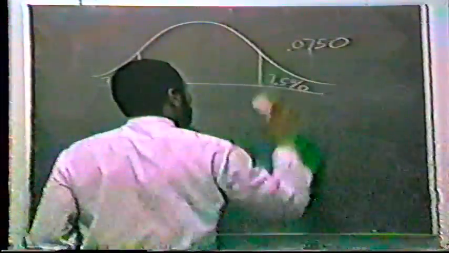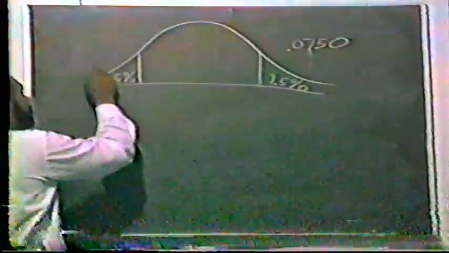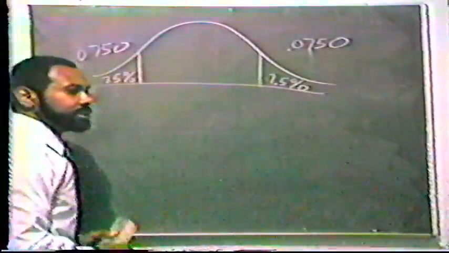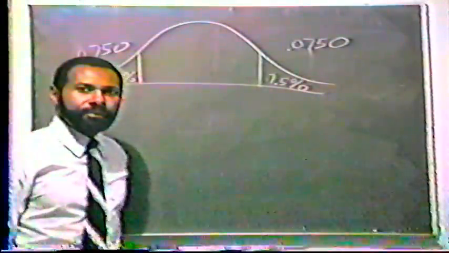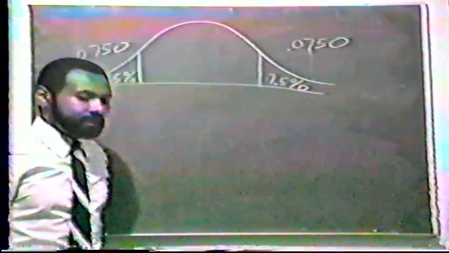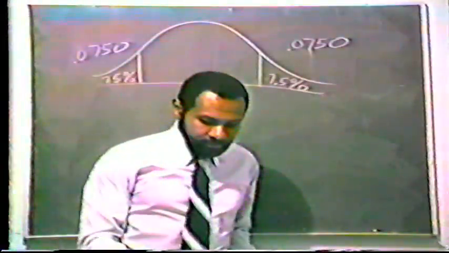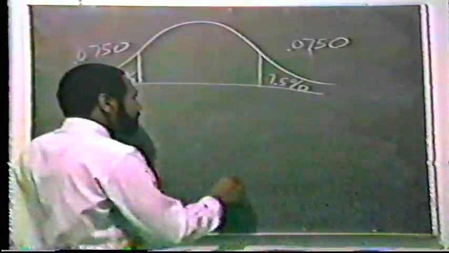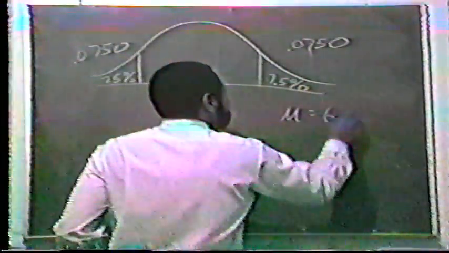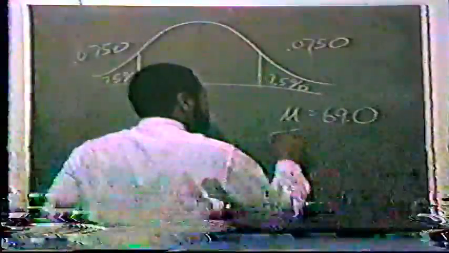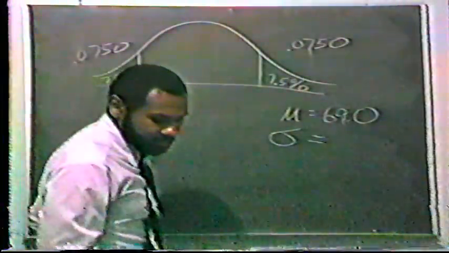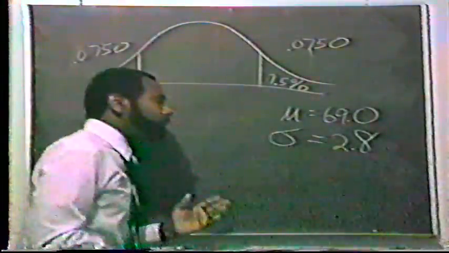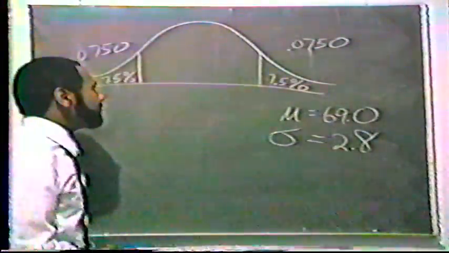Now, we do the same thing on the other side. We have 7.5%. We change it into a decimal. It would be 0.0750. That's what it'll be. Now, they told us in the problem that the population mean is 69.0 inches. Standard deviation is 2.8 inches. So we know what the mean is, we know what the standard deviation is.